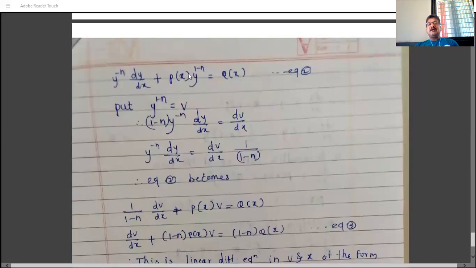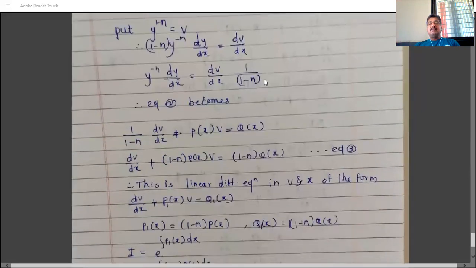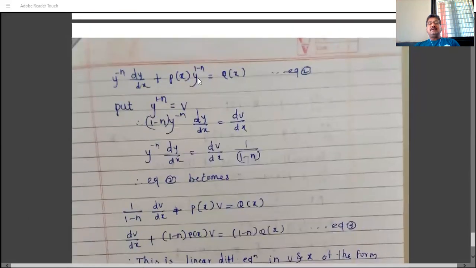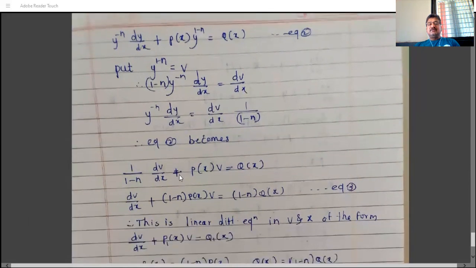Substituting into the second equation, the value of y raised to minus n dy by dx becomes 1 by 1 minus n dv by dx, plus P(x) times v, since y raised to 1 minus n is v, equals Q(x). So after this substitution, the second equation becomes this form.